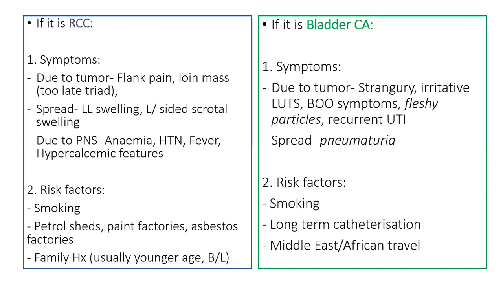And then you get the spread from the tumor. The lower limb swelling I mentioned is because renal cell carcinoma has a very special feature where it can invade the renal vein. Once it invades the renal vein, it can go and involve the inferior vena cava also. When something obstructs the venous return, it will obviously cause edema below that. That's the same thing which happens here. Due to the tumor invasion into the vein, it will involve the IVC and that causes lower limb swelling.